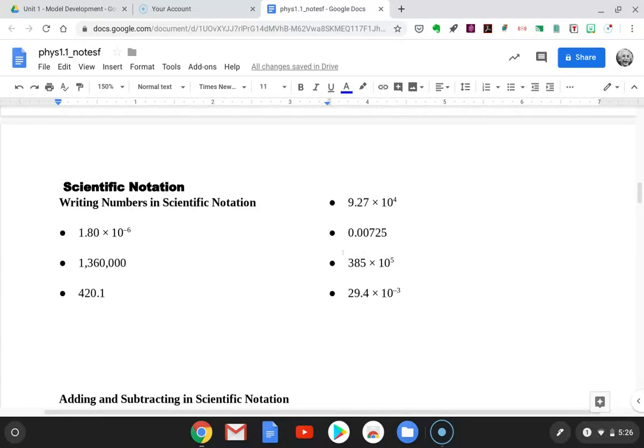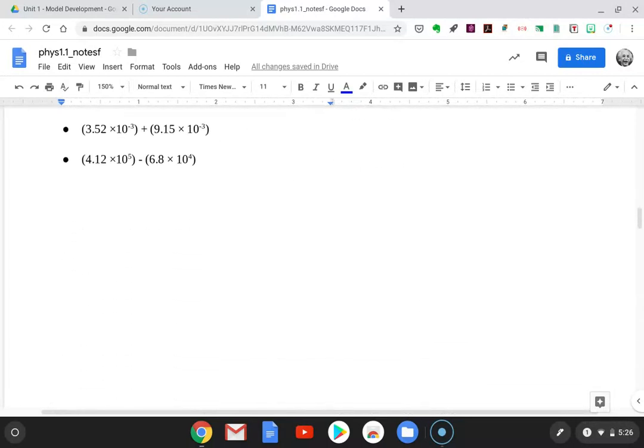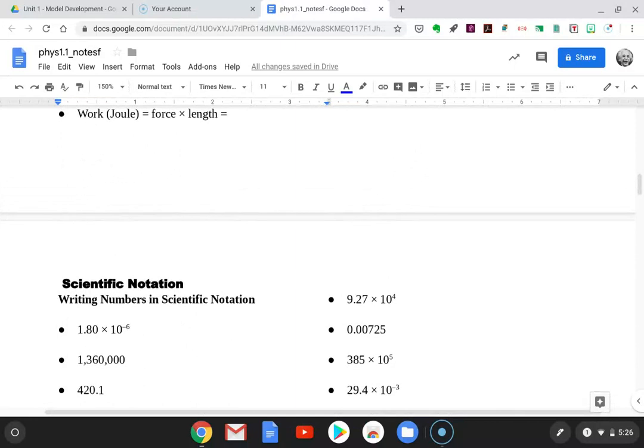So again, 385 times 10 to the fifth, we need to decrease that 385 down to 3.85. So that means we had to move the decimal point 2 places. So this exponent is then going to go up by 2. If I decrease this number out in front, then I'm going to increase the exponent. And the reverse would be true as well. If I needed to increase the number out in front, I would decrease the exponent. So being able to make those changes is important as well.